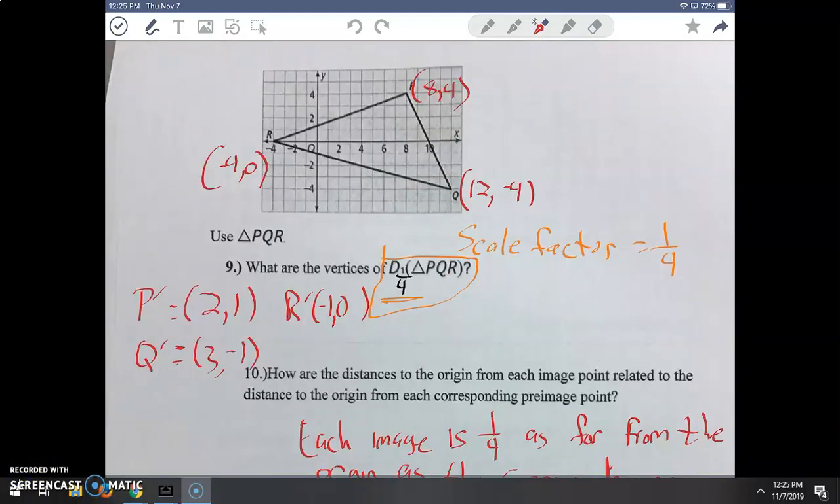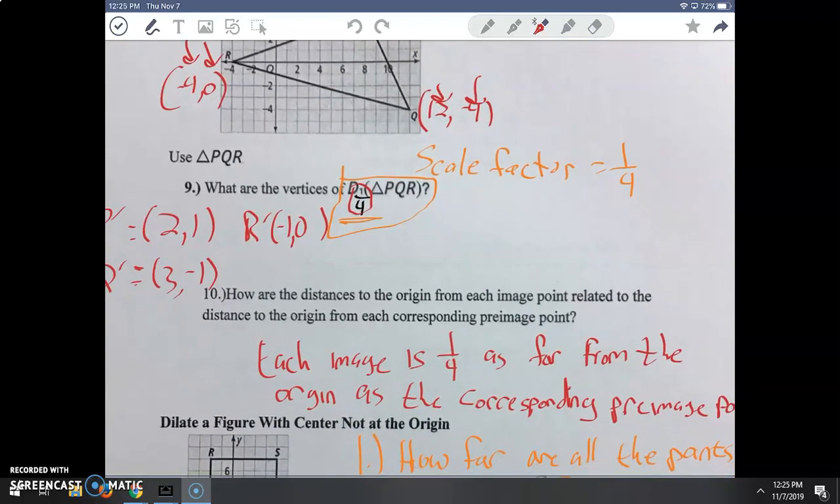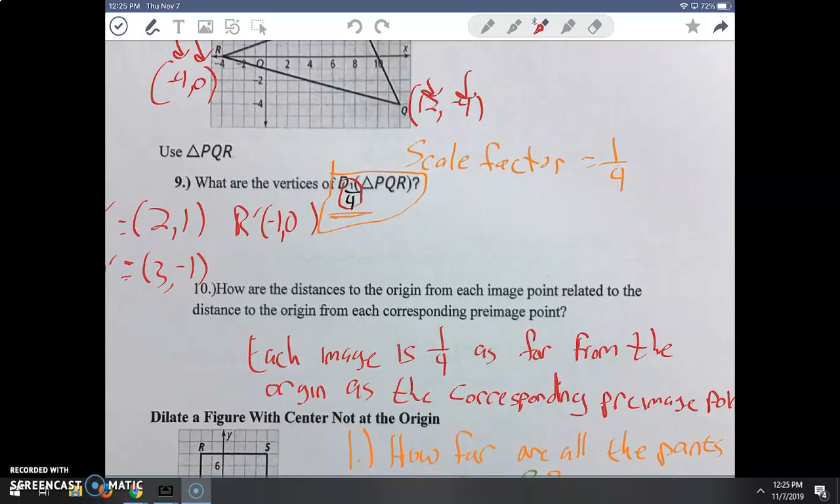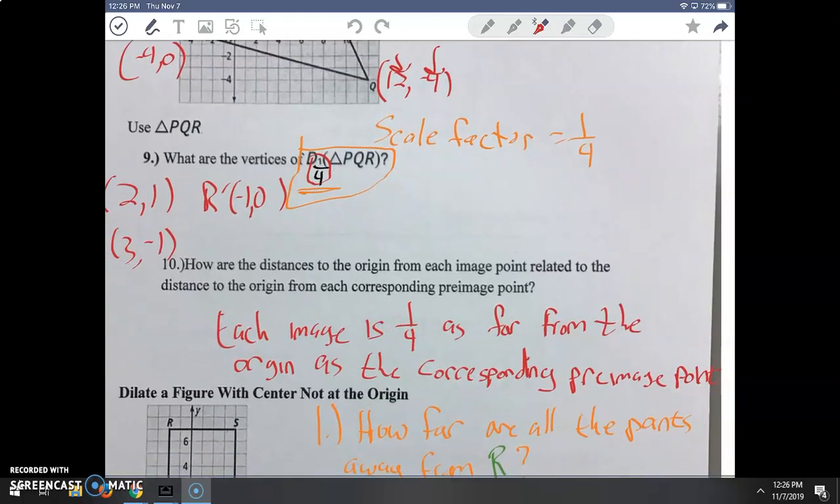So by the time you applied this scale factor to every single one of these points, hopefully you got your P prime to equal 2, 1, your Q prime to equal 3, negative 1, and then your R prime to equal negative 1, 0. Number 10 talks about the distance from the origin, each image point related to the corresponding pre-image point. So each image is 1/4 as far from the origin as the corresponding pre-image point.